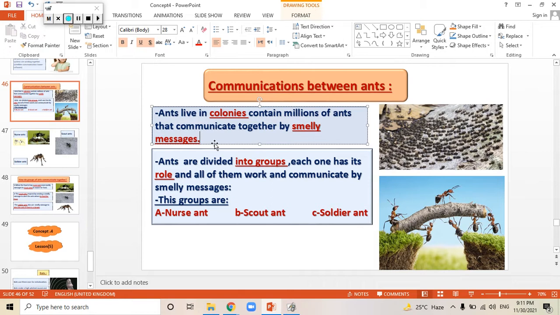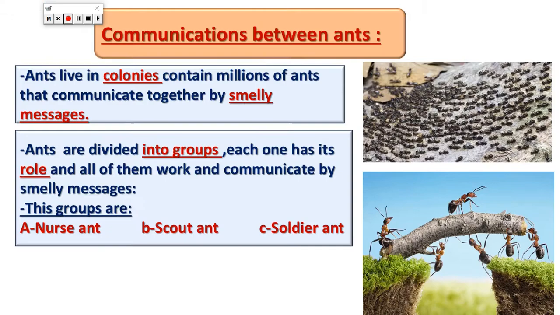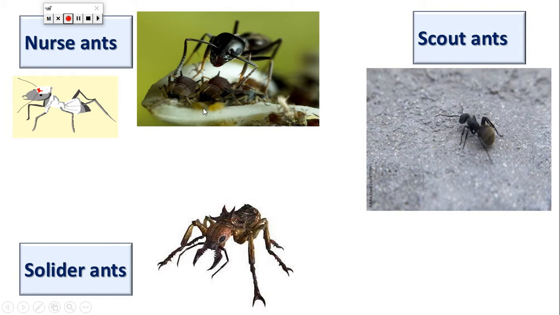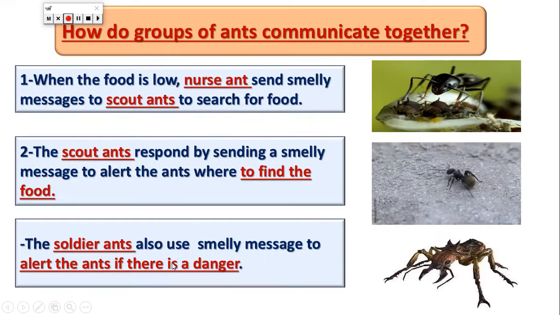Okay, in the colonies of the ants, the ants are divided into groups. Each group has its own work, its own job or role. These groups are the nurse ant, the scout ant, and the soldier ant. That's the nurse ant, that's the scout ant, and that's the soldier ant.